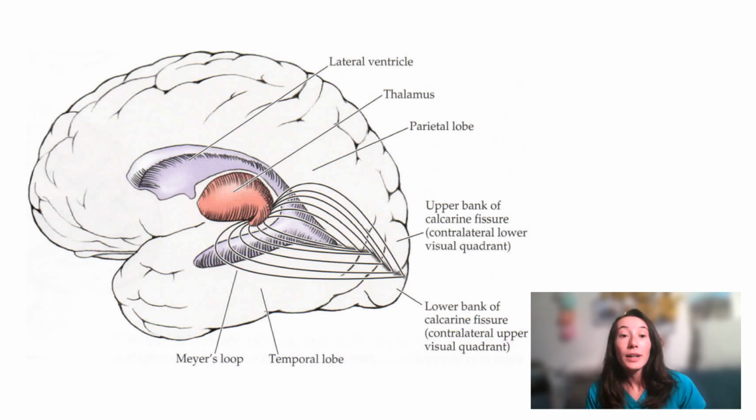Now the radiations on the bottom, aka Meyer's loop, give information about the superior field of vision, while the superior radiations give information about the inferior visual field. So just like the rest of what we had talked about from the previous images, about how information is crossed over, it's the opposite in this case as well. So superior gives inferior information, while inferior gives superior information.